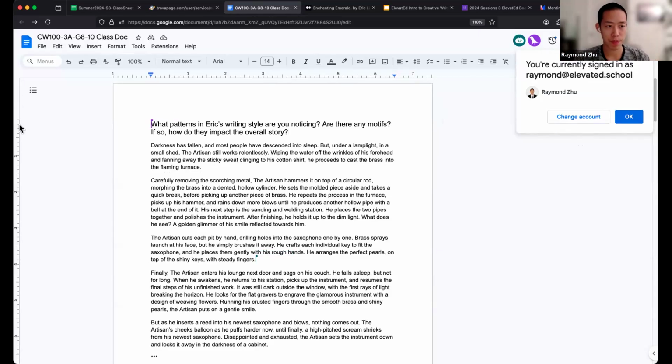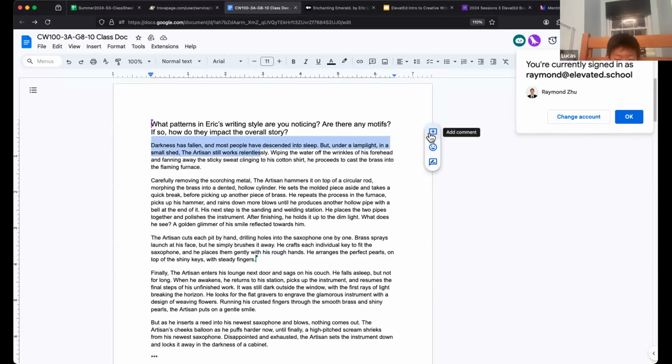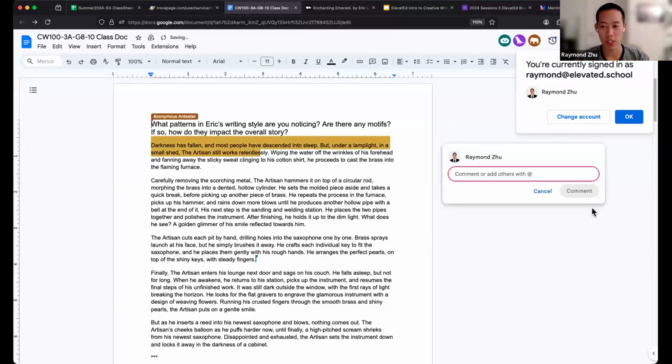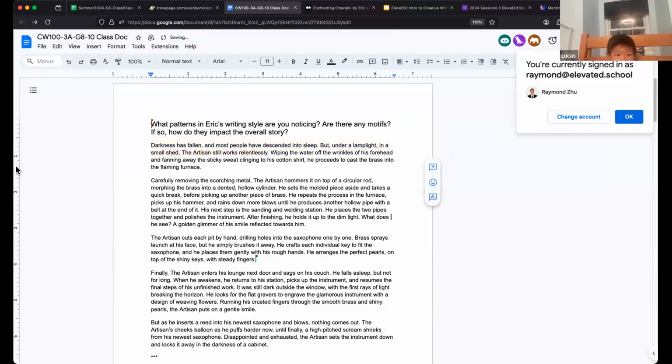Lucas? Wait, how do I annotate on Google Docs? So if you highlight, you will see this add comment button. And then you just hit add comment, and then you just type and you hit comment. Okay.